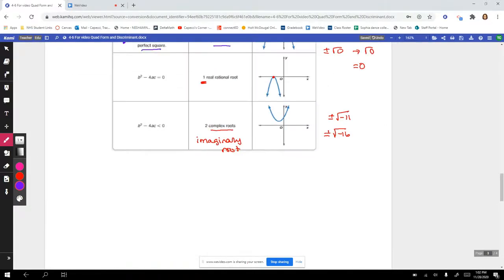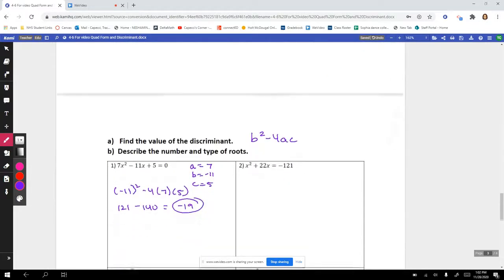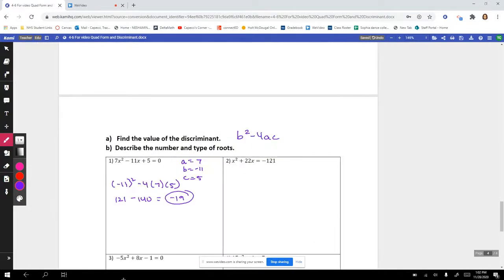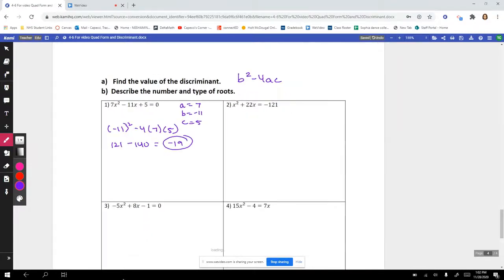So let's go back to our chart. Negative, remember, means we have two complex roots. So that's what we're going to look at here. We also have two complex roots. That's the other part of that question. Two complex roots because our discriminant is negative. All right, let's keep going.